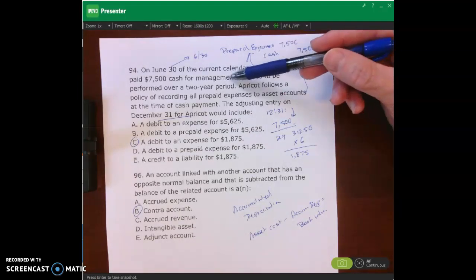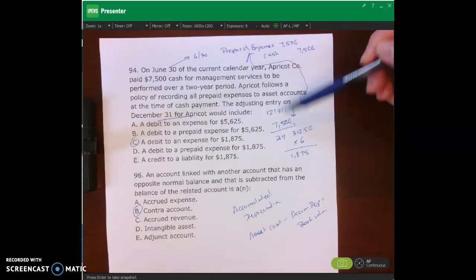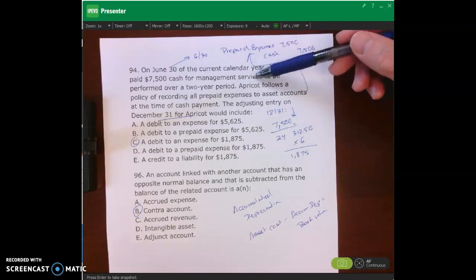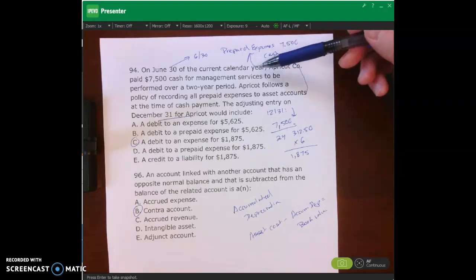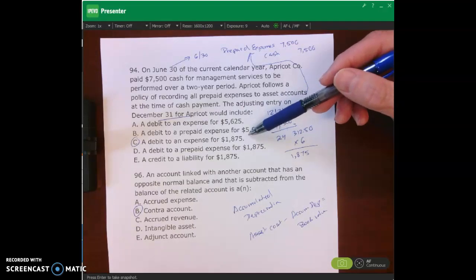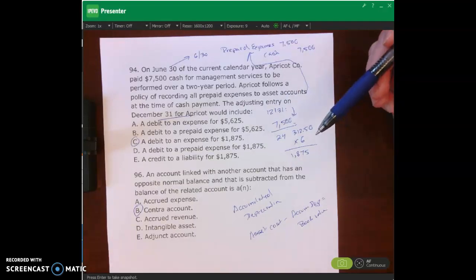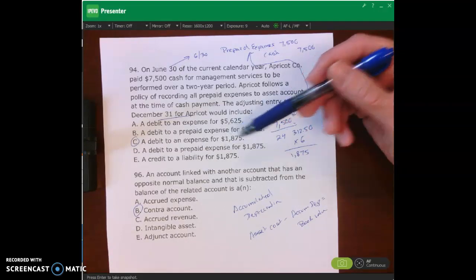So debit management services expense $1,875, and then credit prepaid management services expense $1,875. That would be the journal entry right over here. Okay, and so sometimes writing out the journal entry or thinking about the entire journal entry will help you choose the right multiple choice answer.